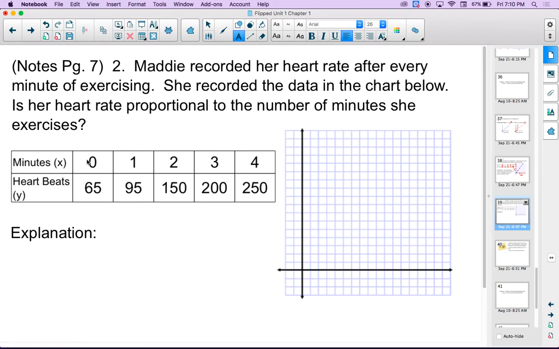So this says after 0 minutes of exercising, her heart beat 65 times. After 1 minute of exercising, now her heart is beating 95 times. After 2 minutes of exercising, she's up to 150. 3 minutes, 200, and 4 minutes, 250. So her heart is really racing here. We're trying to figure out if her heart rate is proportional to the number of minutes that she has exercised.